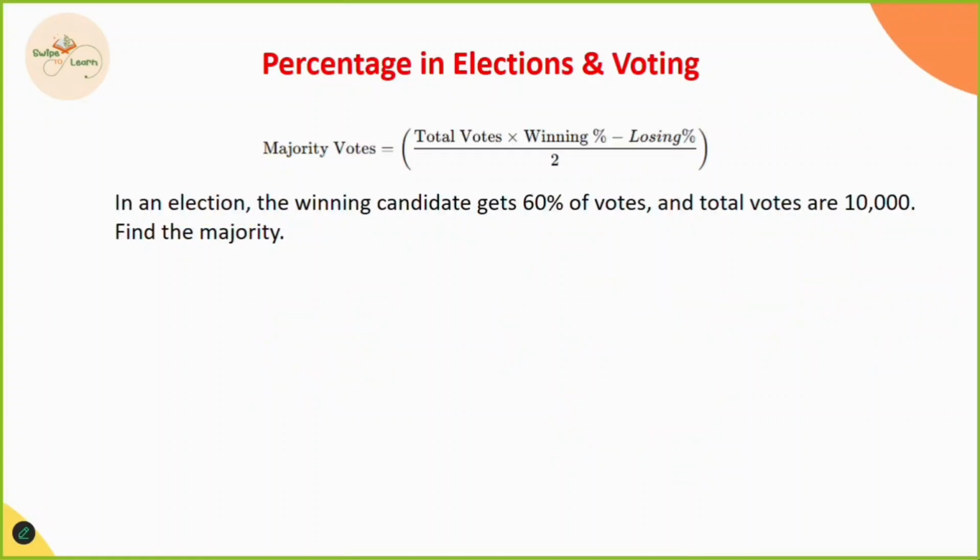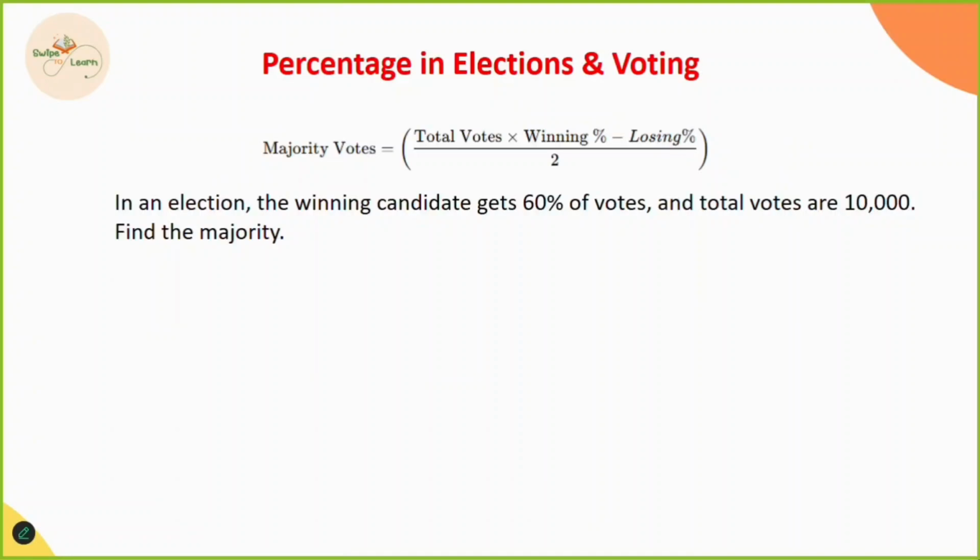Okay, and the formula which we use for simplification, to calculate the majority votes, is: total votes into winning percent minus losing percent, divided by 2. So if the number of total votes is given in the question and either the winning or losing percent is given, we can calculate the majority using this formula.